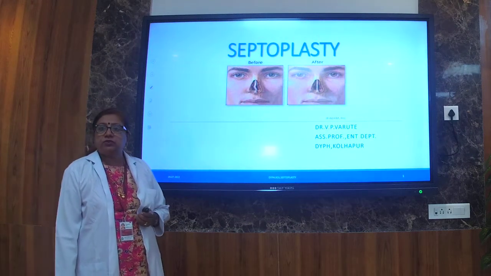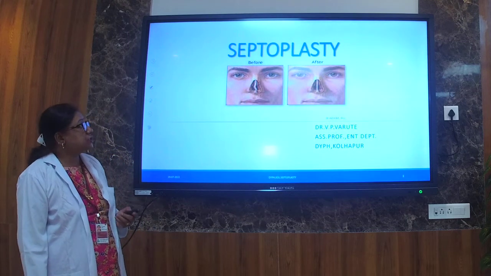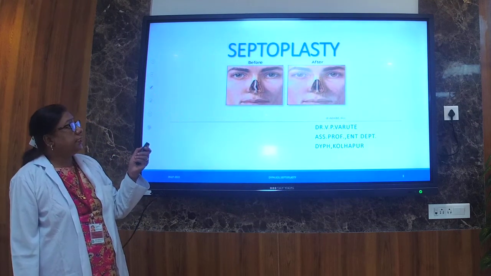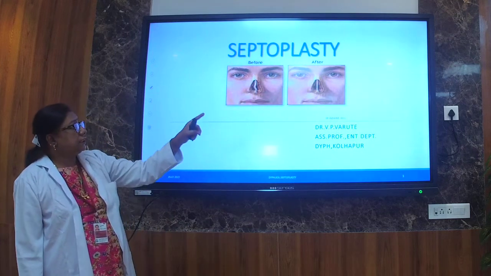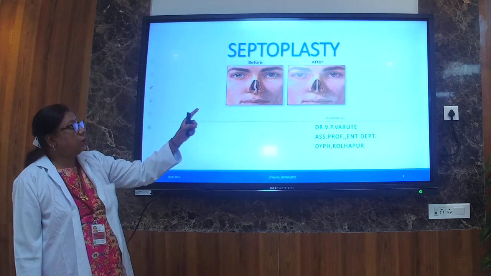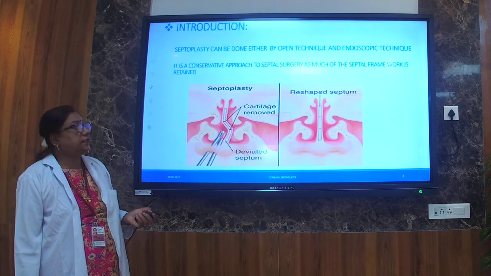Good afternoon, students. Today we'll be discussing septoplasty. If you see in this picture, this is how it looks before the surgery, and after surgery, this is how it looks. You can see how it is corrected, okay? So we'll be discussing septoplasty today.